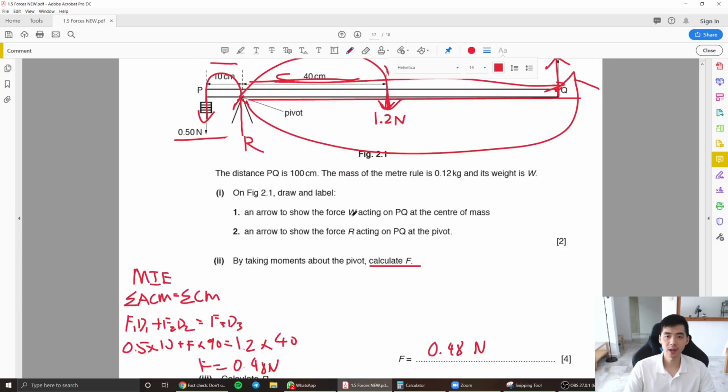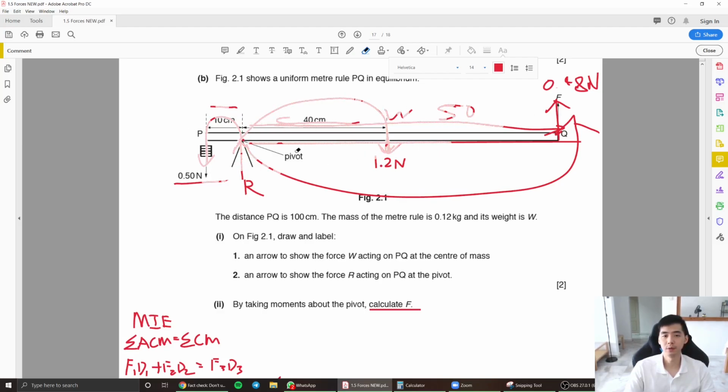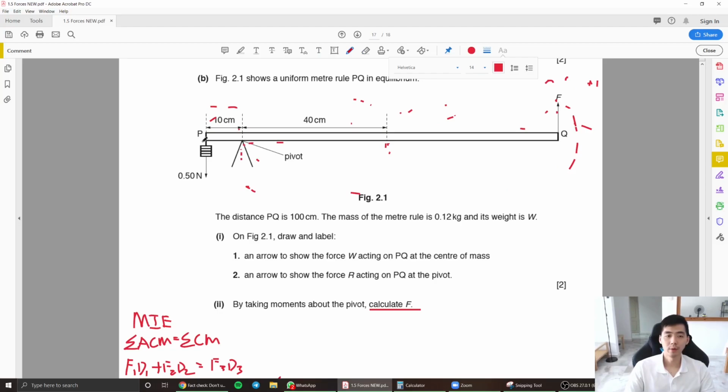Okay, and finally they ask us to calculate the reaction force R here. From here, I just need to understand that the total upward forces are equal to the total downward forces. And right now, how many upward forces are there? Let me rub everything away first. Right now there is one force here, there's another force here, there's one force here, and there's another force here. Here, the downward forces are 0.5 and 1.2 newtons. Here, the upward forces are 0.48 and this R here.